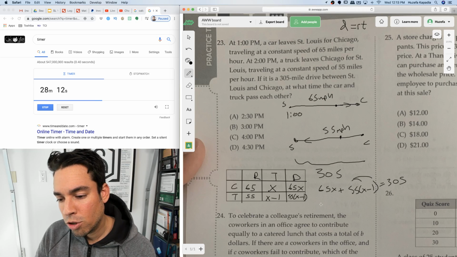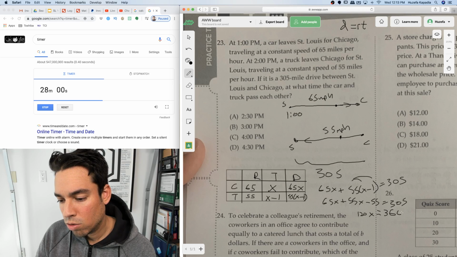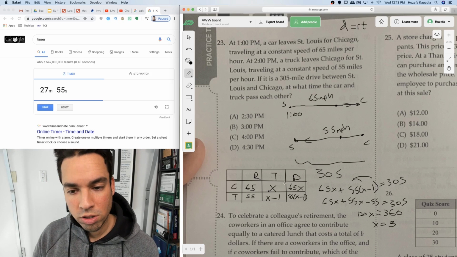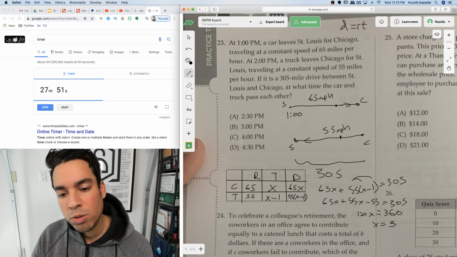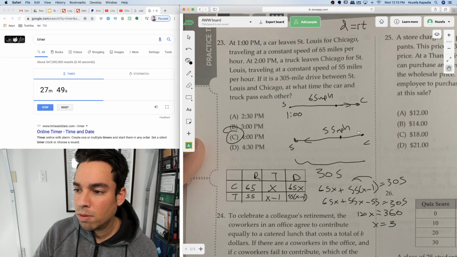So I'm going to distribute. 65x plus 55x minus 55 equals 305. That adds up to 120x. I'm going to straight up add 55 to both sides. Equals 360. Divided by 120, it's 3. So it's 3 hours from, again, 1 o'clock. We're starting from this guy. So 3 hours plus 1 is 4. They pass each other at 4.